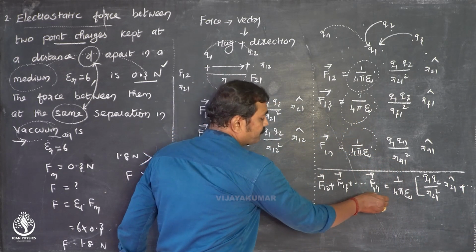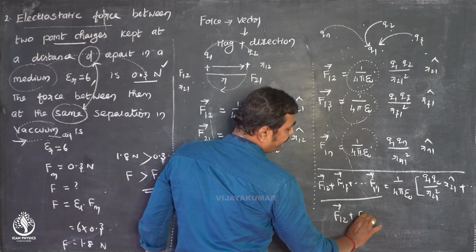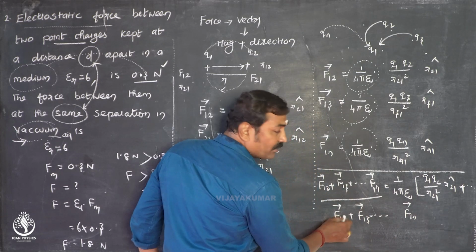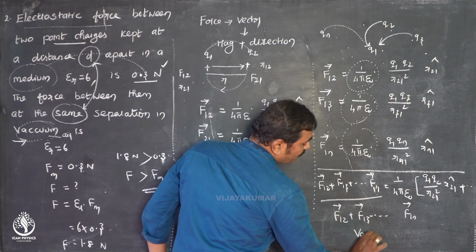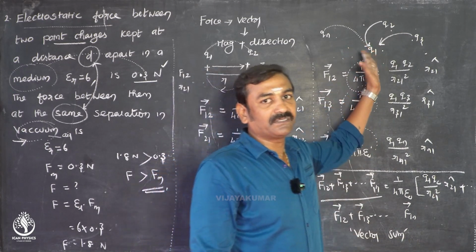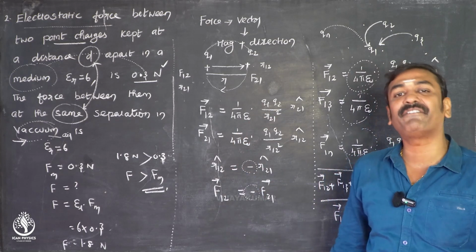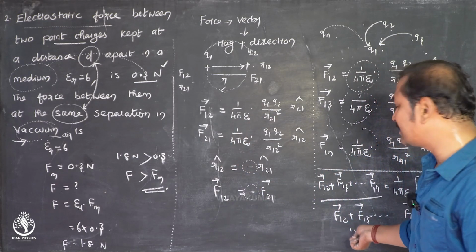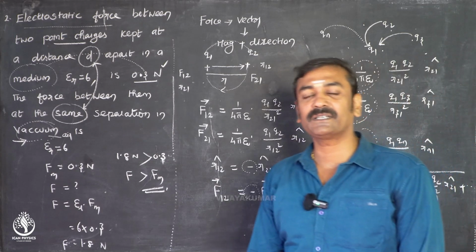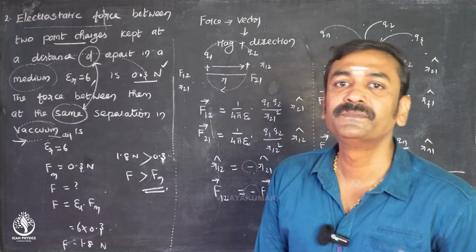Just see the left side. So F12 vector plus F13 vector up to F1n. So what is the word? Vector sum. So when we are having a system of charges, all the charges experience a force on the first one, then the net force or the total force is the vector sum of all the forces. Vector sum of all the forces. Okay. Can you understand now? Do you have any doubts? Okay, fine.